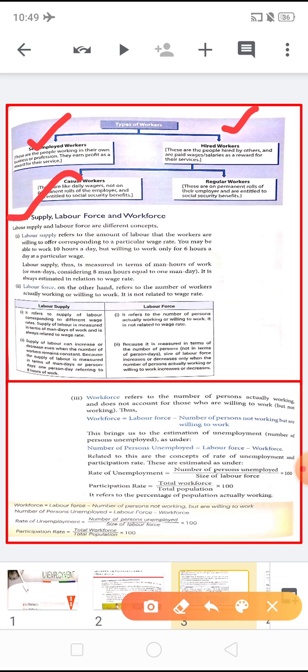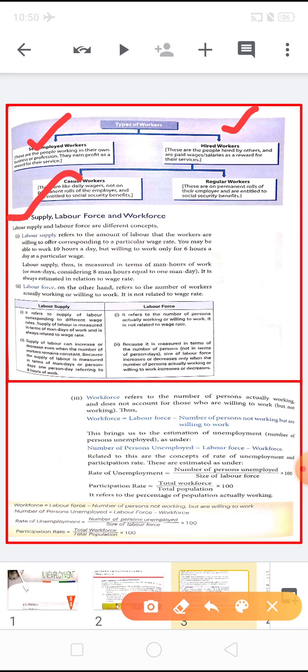Now we are going to learn what is the labor supply. Children, the labor supply refers to the amount of labor that the workers are willing to offer corresponding to a particular wage rate. You all must know that you may be able to work for 10 hours in a day, but willing to work only 6 hours a day at a particular wage rate. So labor supply is measured in man hours of work, which is considered as 8 hours. If a person is working 8 hours in a day, this is called the labor supply of one man per day.